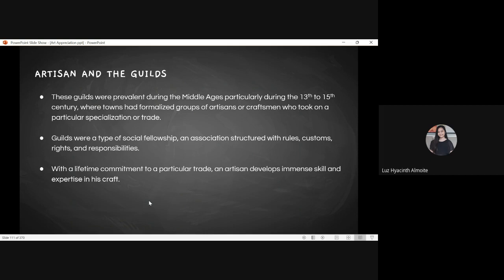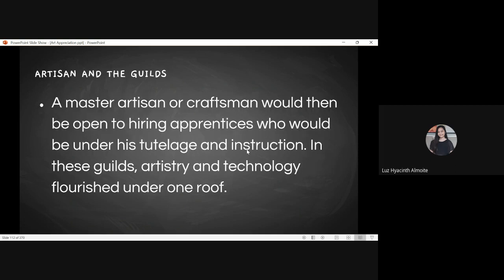So guilds were a type of social fellowship, an association structured with rules, customs, rights, and responsibilities. With a lifetime commitment to a particular trade, an artisan develops immense skill and expertise in his craft. A master artisan or craftsman would then be open to hiring apprentices who would be under his tutelage and instruction. In these guilds, artistry and technology flourish under one roof, so under one group.